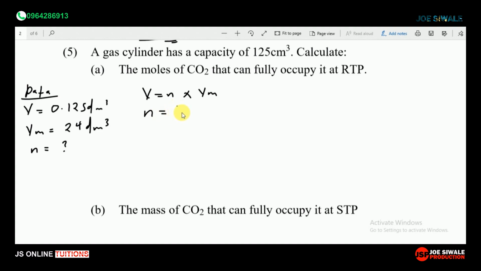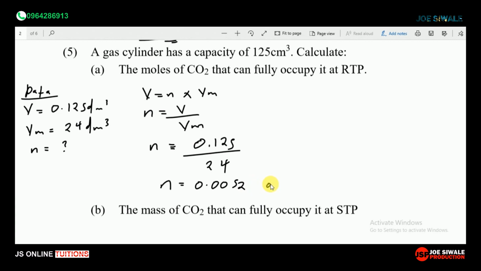So you can say number of moles is equal to volume divided by molar volume. So number of moles is equal to the volume there we have been given as 0.125. Then the molar volume at room temperature and pressure, we know that's 24. So the number of moles is equal to 0.125 divided by 24. We're going to have 0.0052 moles. So that's going to be our answer.